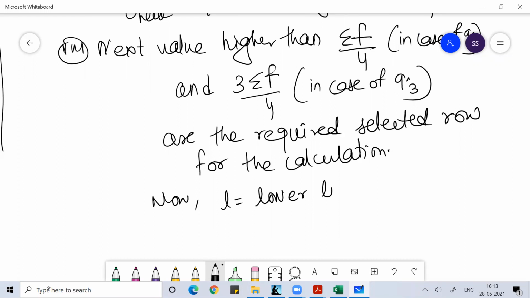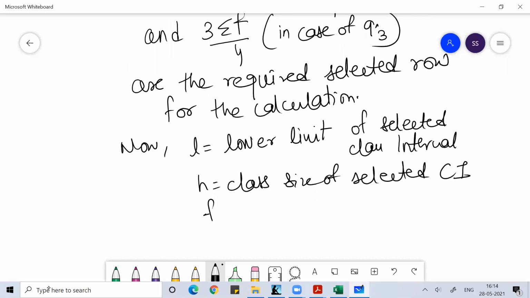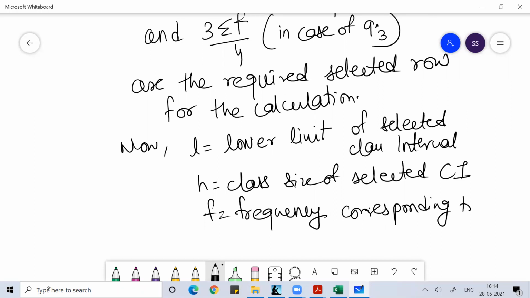L is the lower limit of the selected class interval. H is the class size of the selected class interval. F is the frequency corresponding to this class interval.